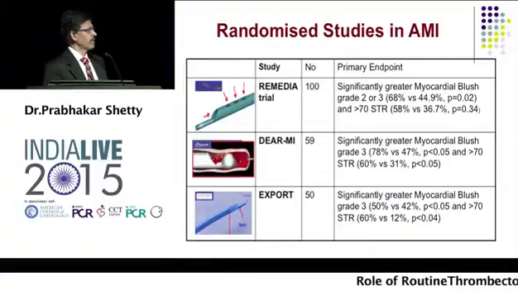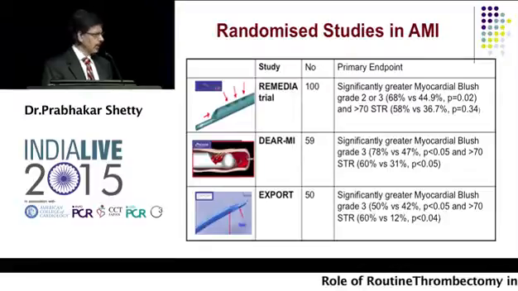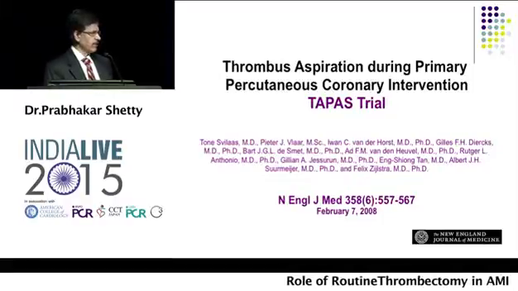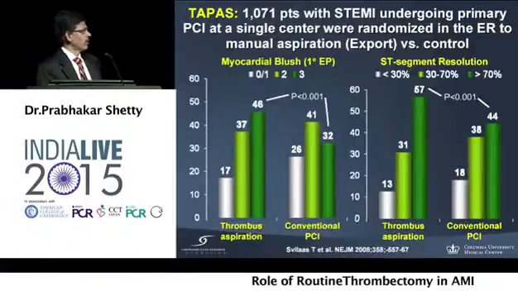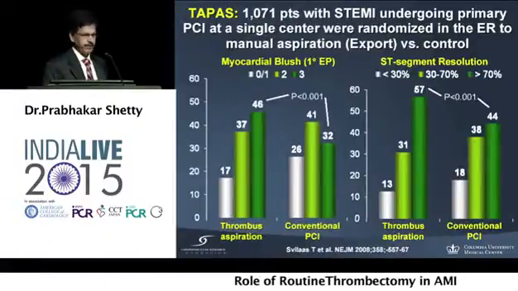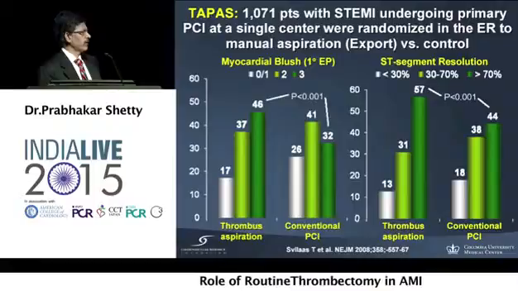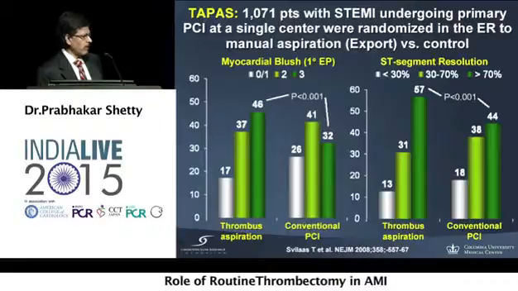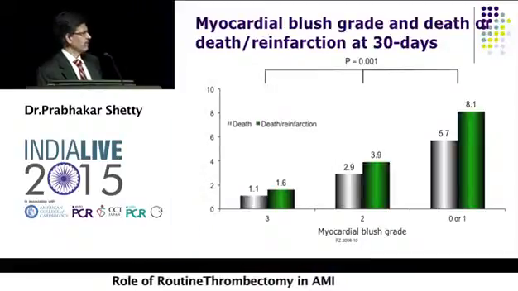The initial randomized trials have shown improved myocardial blush grade compared to routine angioplasty without thrombus aspiration. And then came the large randomized trial. 1,071 patients underwent randomization, and this again showed significantly better myocardial blush grade with thrombus aspiration compared to conventional PCI. And also ST segment resolution was better in the thrombus aspiration group compared to conventional PCI.